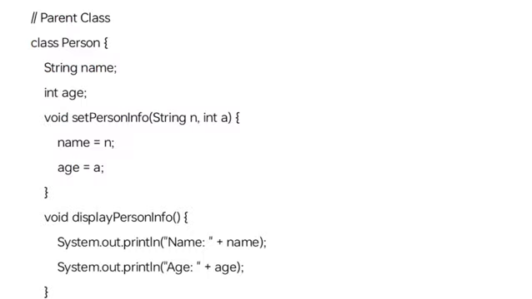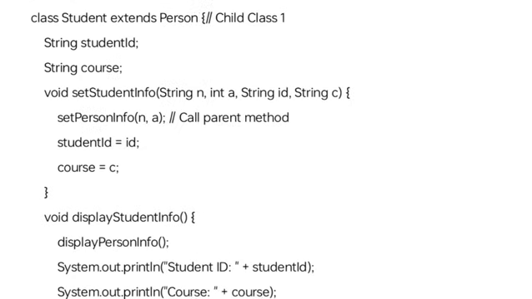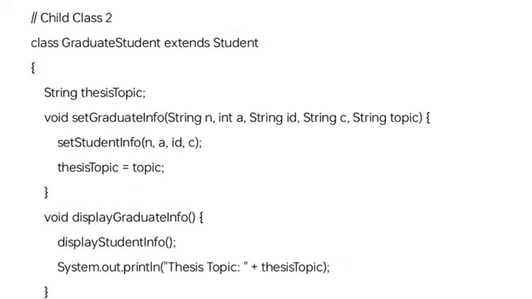This is another example of inheritance. Here, person is a parent class that defines two methods: set person information and display person information. Student is one derived class that also defines set student information and display student information. And graduate student is another derived class. Here also we defined two methods: set graduate info and display graduate info.